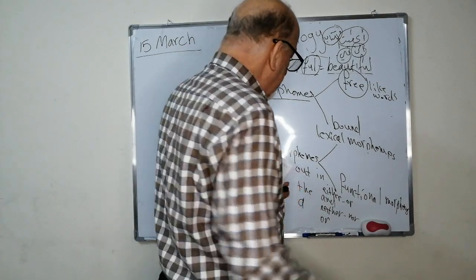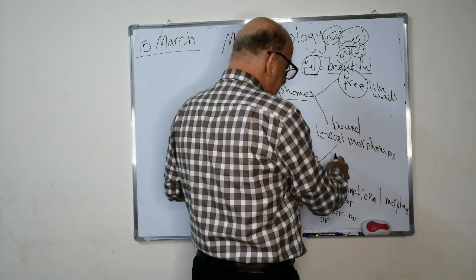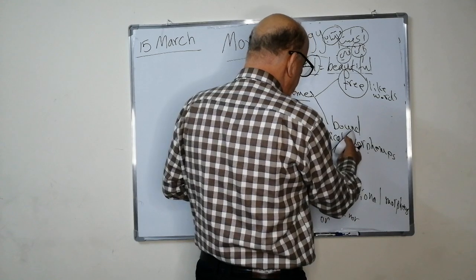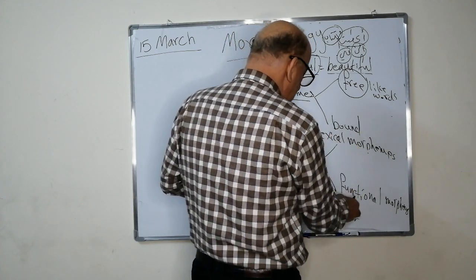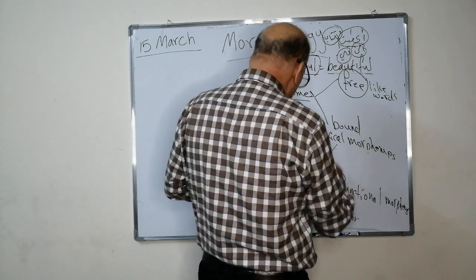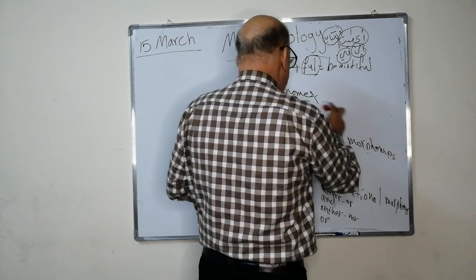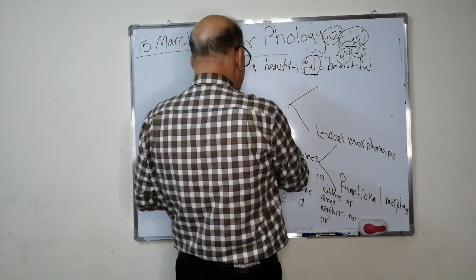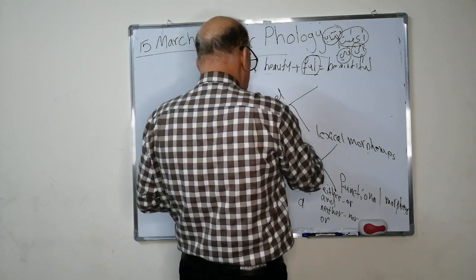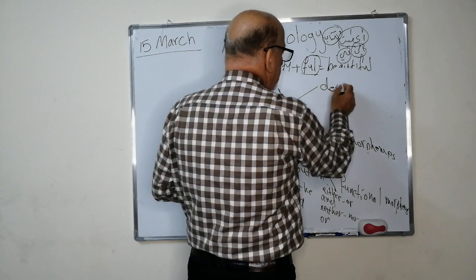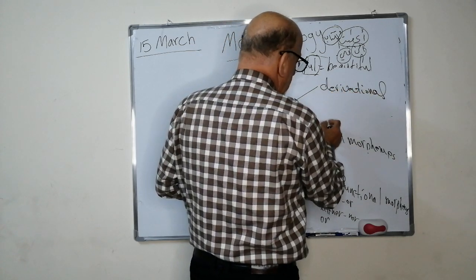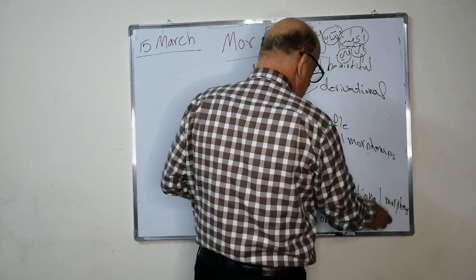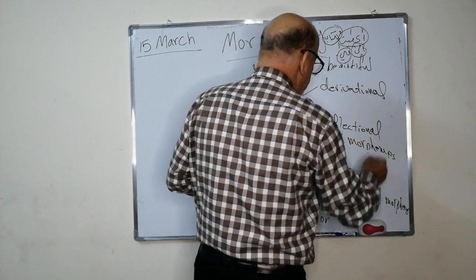Right. So now this is the first, second. Now we have finished with lexical morphemes. We move now to bound morphemes. We have a class. So, free morphemes can be classified into lexical morphemes and functional morphemes. Now, bound morphemes are also divided into two divisions. They can be either derivational or inflectional.